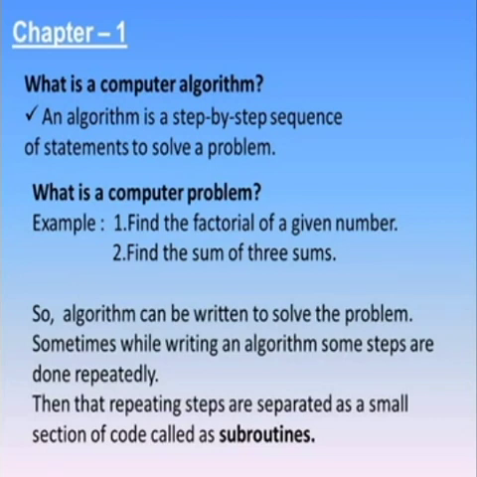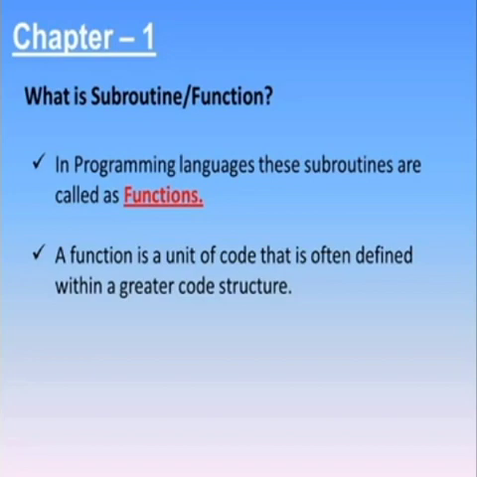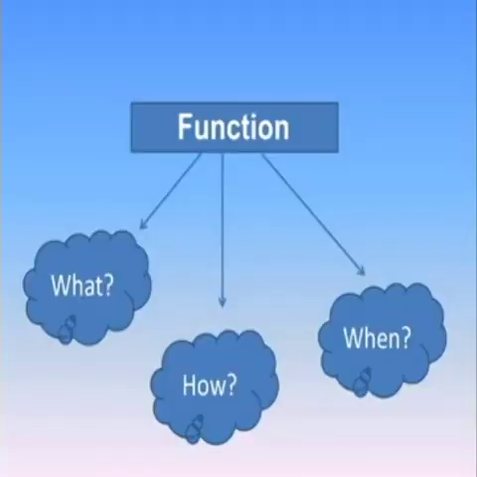Sometimes while writing an algorithm, some steps are done repeatedly. Then those repeating steps are separated as a small section of code called subroutines. So, have an idea? What is a subroutine? Repeated steps separated as a small section of code while writing an algorithm are called subroutines. Then the interesting factor along with the function is, in programming language, these subroutines are called functions. So subroutines and functions are more or less the same.